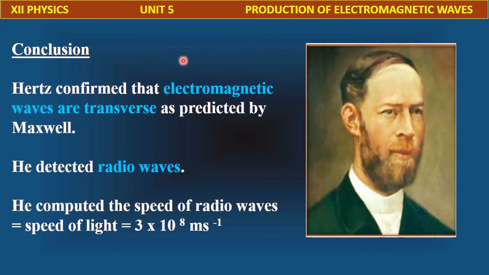Conclusion of Hertz experiment. Hertz confirmed that electromagnetic waves are transverse as predicted by Maxwell. He detected radio waves. He computed the speed of radio waves as equal to the speed of light, that is equal to 3 x 10^8 meter per second.